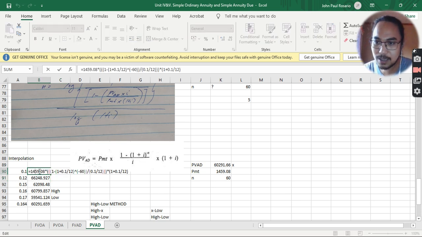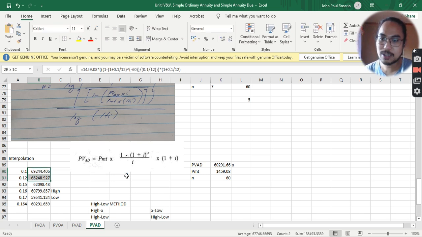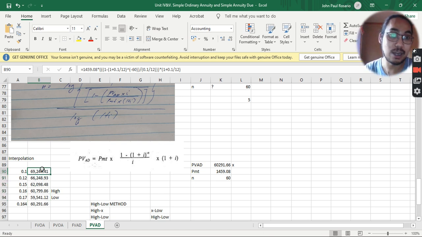So 10% here. Our payment is 1459.08. So 1 less 1 plus 0.10 over 12 raised to the power of negative 60, all over i, 0.10 over 12, multiplied by 1 plus i of 0.10 over 12. Okay, so that should give us 69,244. Our goal is only 60,291.